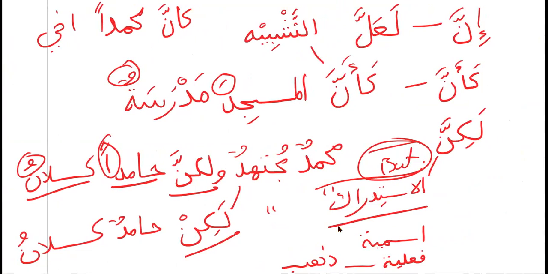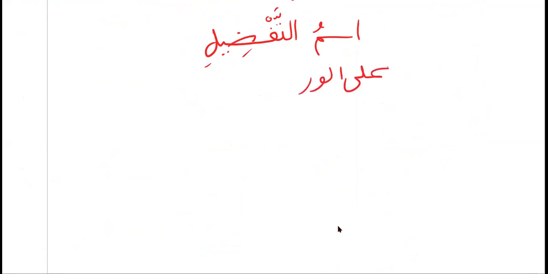So we've studied إن وأخواتها, and its likes. We've studied لعل and كأن and لكن. Also in the lesson, we're going to be covering the rule of اسم التفضيل, and that generally translates as superlatives. اسم التفضيل is على الوزن أفعل.